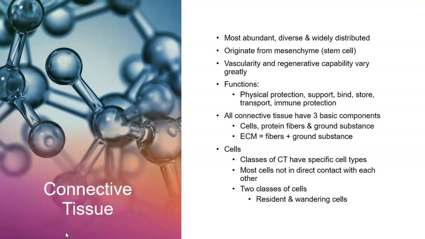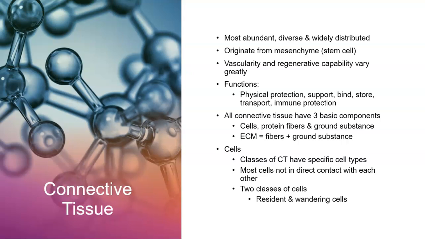Our second major category of tissues are the connective tissues, which are the most diverse, abundant, and widely distributed tissues. Their function is to support, protect, and bind organs. So we have several different types we're going to look at, but all connective tissues share a common origin. They're derived from an embryonic connective tissue that's called mesenchyme.